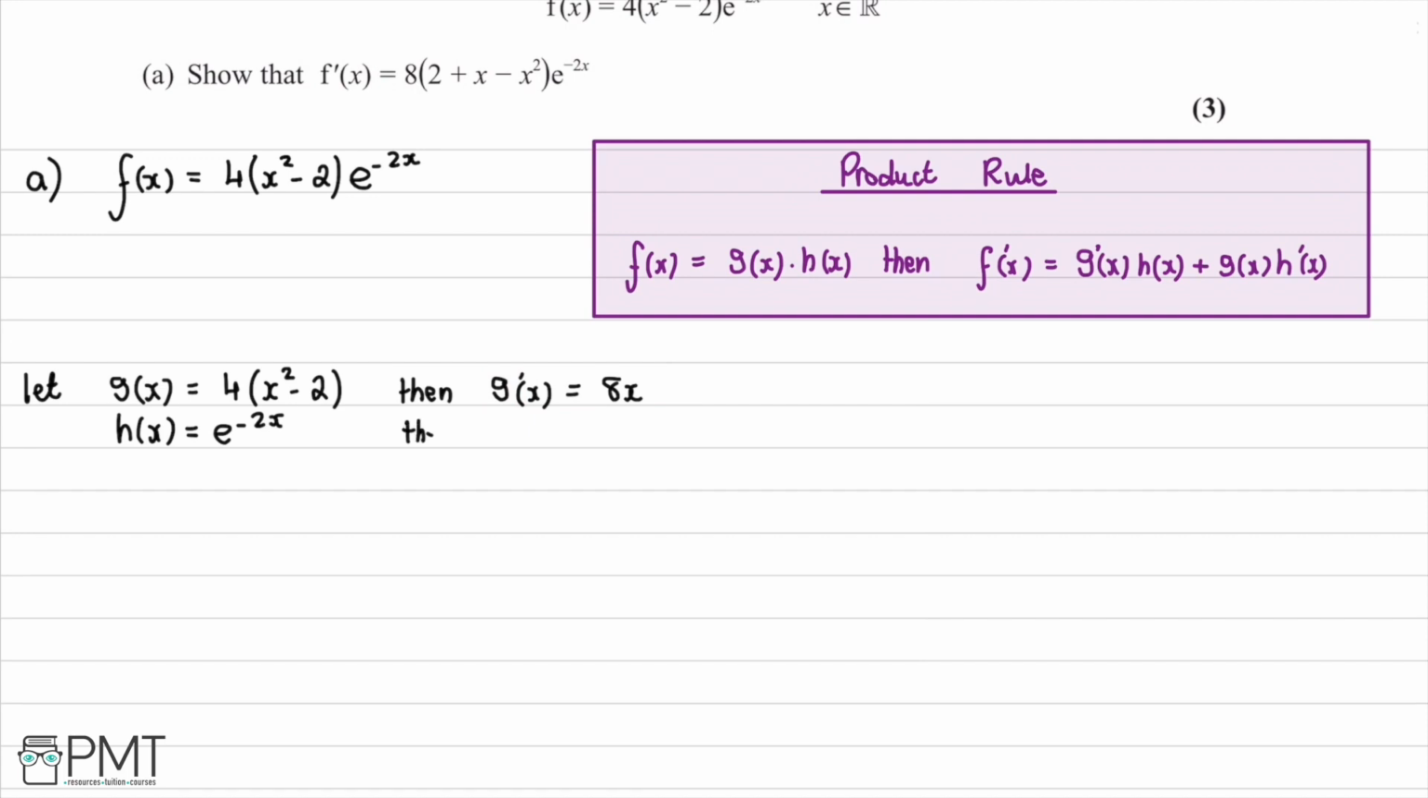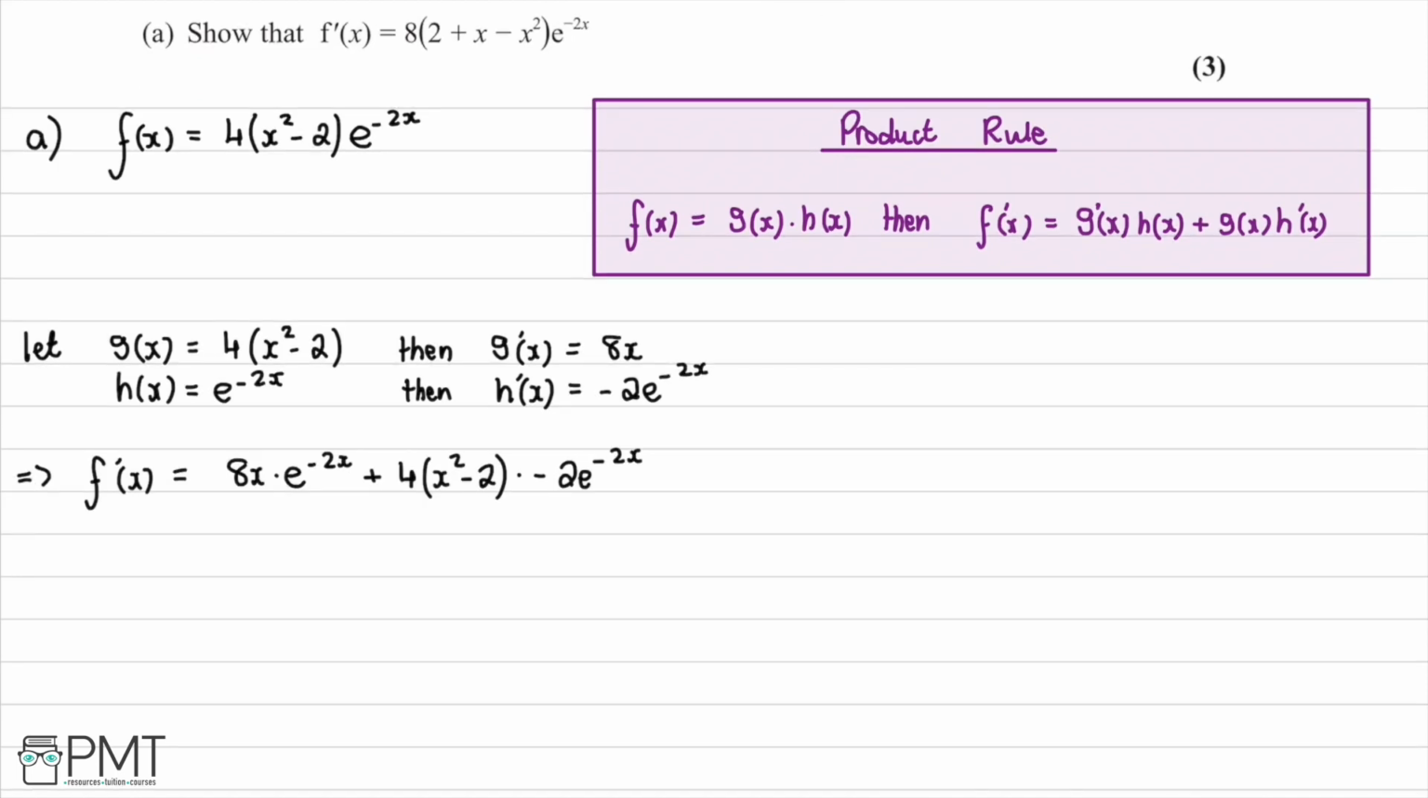And then likewise for h of x, the derivative of h of x is going to be equal to, so we know for exponentials, we multiply by the derivative of the power. The derivative of negative 2x is negative 2, and the rest remains the same, so that's e to the power of negative 2x. Therefore, the derivative of f of x is going to equal 8x multiplied by e to the negative 2x, and to that we add 4 lots of x squared minus 2, multiplied by minus 2e to the negative 2x.